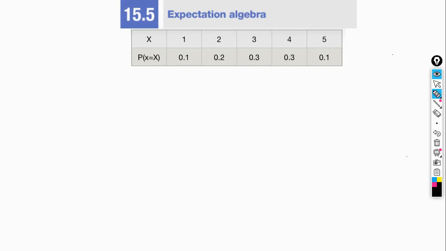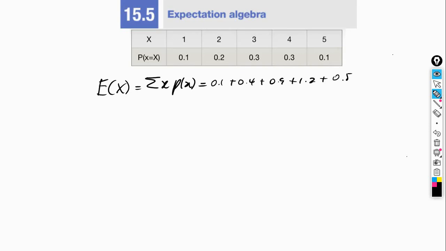So if we want to find the expected value, remember that that is just the mean. So that means each probability times the x value, and we add that up. So this gives us 3.1 as the mean or expected value.